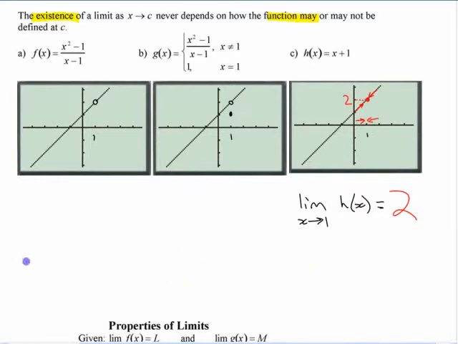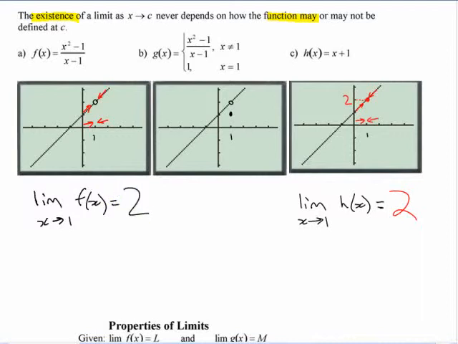What about these other functions here? This first one here. As x gets closer to 1 there, what's happening with this? Same thing, right? It's heading towards 2, even though that function is not defined there. This limit is the same thing. This limit, as x approaches 1 of that function, f of x, is also 2.